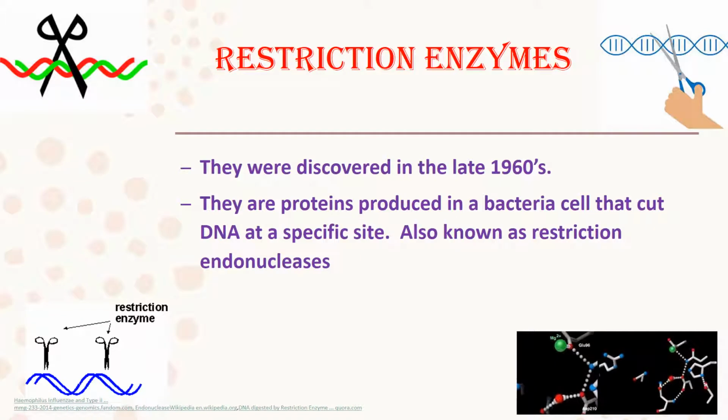Restriction enzymes are one of the essential tools in genetic engineering, which are used to make recombinant DNA. Restriction enzymes were discovered in the late 1960s. More than 2,800 type 2 restriction enzymes have been identified from a variety of bacterial species. Restriction enzymes are found in bacteria. They recognize and bind to specific sequences of DNA called restriction sites.